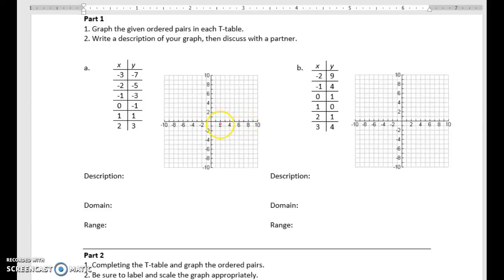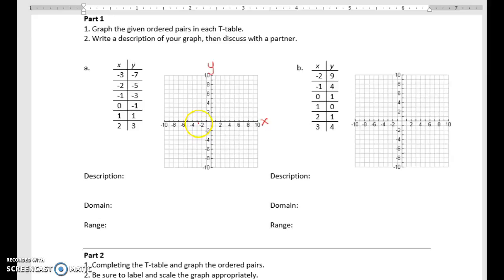In this student page, we want to look specifically at domain and range, and how ordered pairs are associated with your domain and range. So we are just given an input-output table.